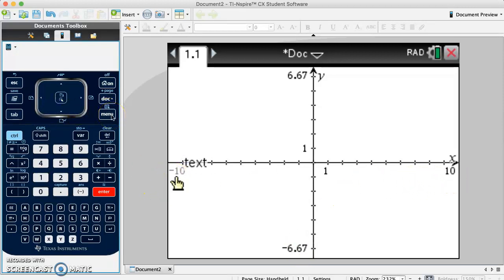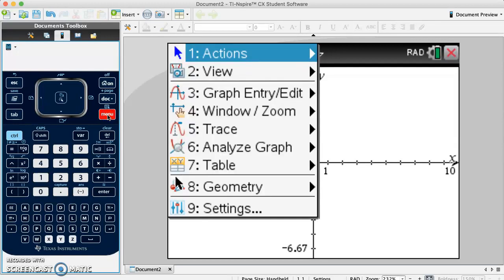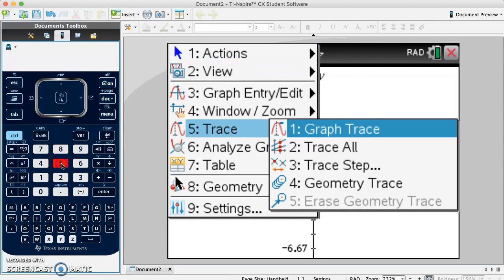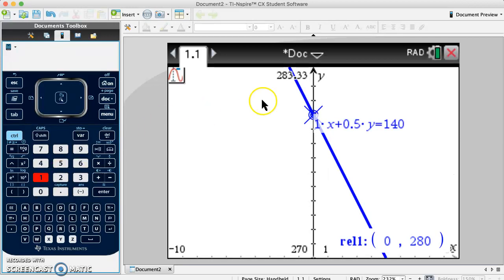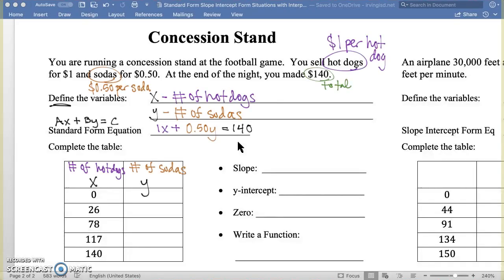We can still find the y-intercept by doing menu, trace, graph trace, and bam, there's our point. So 0 and 280. So it starts at 280 here on the y-axis, which is way higher than we can see. So we go back to our table and we just complete our points.